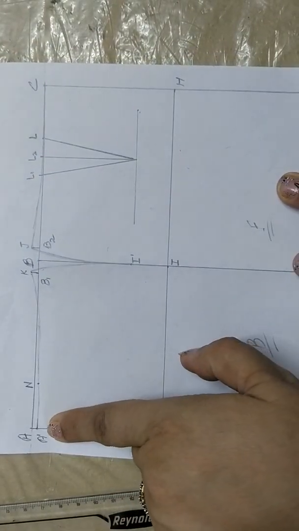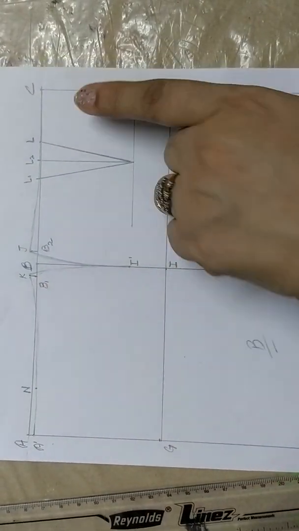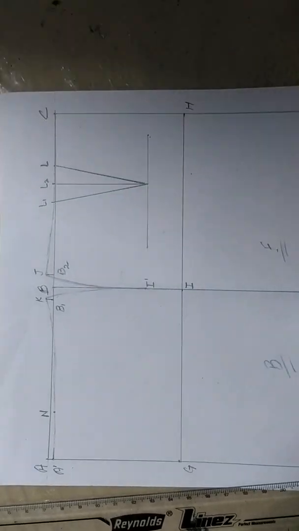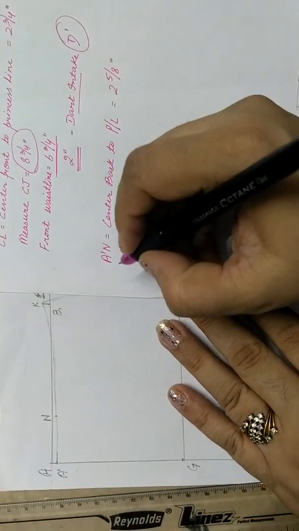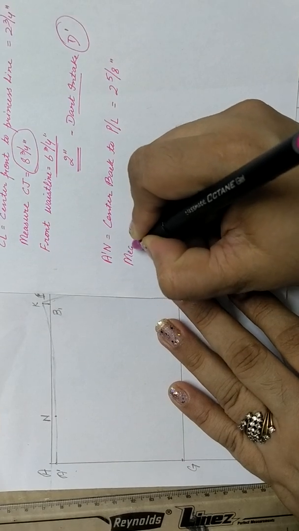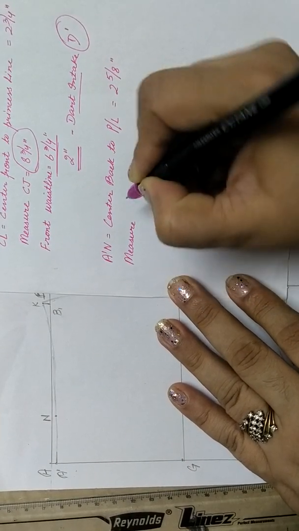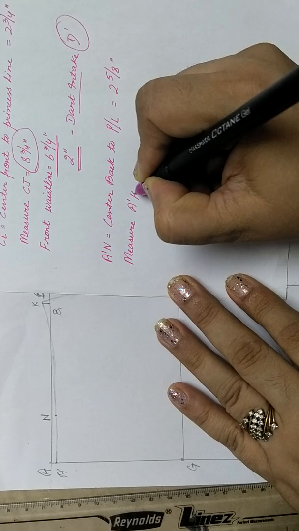Now after this we have to measure A1 to K. जैसे फ्रंट में किया था C to J वेस्ट कर्व मेजर किया था, ऐसे ही यहाँ पर A1 to K मेजर करना है. So I am writing measure A1 to K.